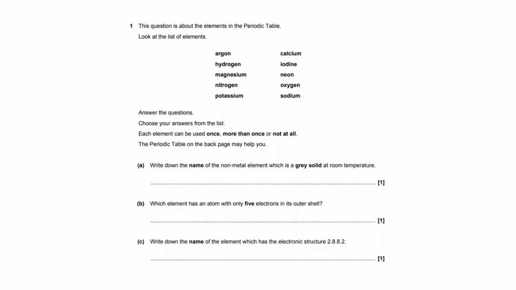Which element has an atom with only 5 electrons in its outer shell? Well, you need to look in the periodic table. Whichever element is in group 5, that is your answer. Write down the name of the element which has the electronic structure 2,8,8,2. Because it has 4 shells, it is in row 4, and it will be in group 2 because it has 2 electrons in the outer shell. That means it is in row 4 and the second column from the left.